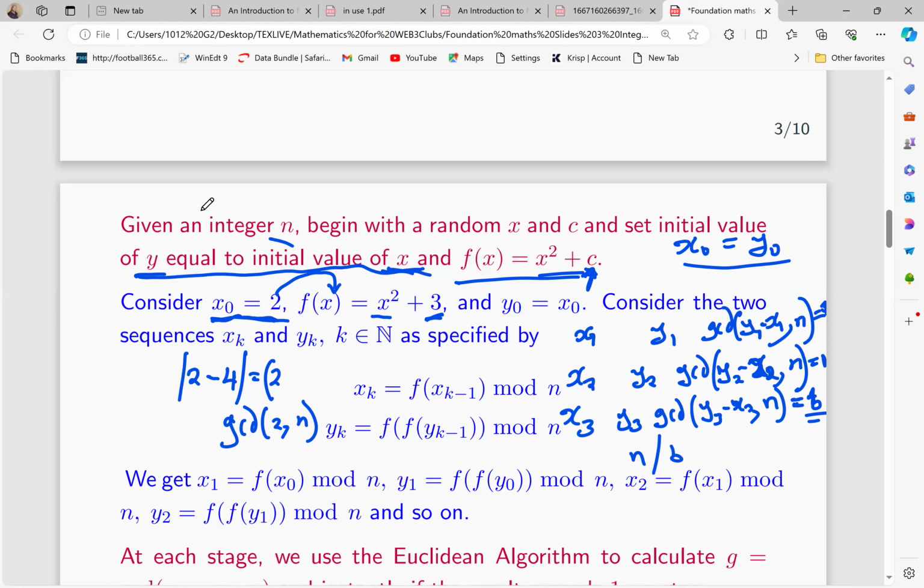I'll be showing you again how to get y1 as we look at the examples. But the thing is, find x1, then find y1, then subtract x1 from y1 and find the GCD of that with the n.